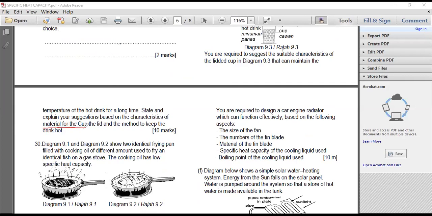Okay, and the lid. So the characteristic of the material of the cup and the lid, and then the method of keeping the drink hot. So this one you can answer in the form of a table. Characteristic of material of the cup and the lid, and the method. So they give you 10 marks. When they give you 10 marks, you must have 5 modifications.